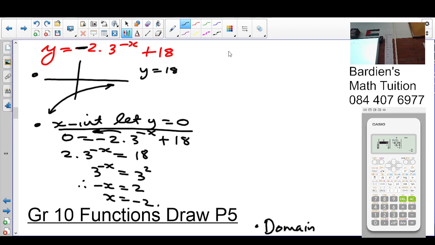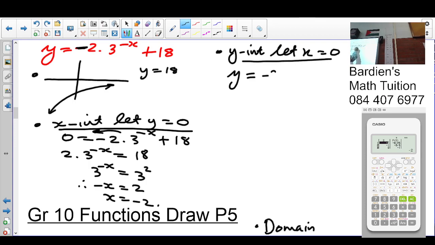This is a long way, but you got the same answer. What do you do thereafter? Y-intercept. What do you do for the y-intercept? Let x be 0. So you have y is equal to negative 2 times 3 to the negative 0 plus 18. It's going to give you 16. You guys understand?